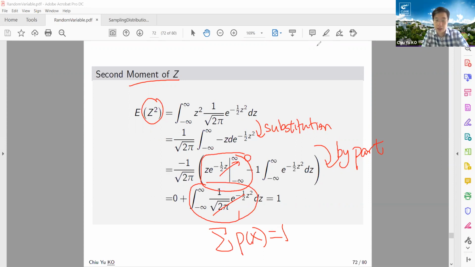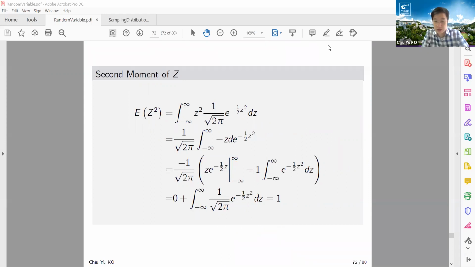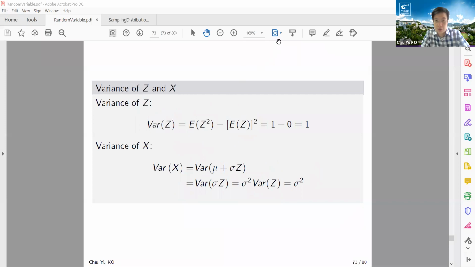As I said, it's not a math class, so I just give you some very rough idea of how you get it. The proof of the variance just uses the formula. This is 0, and this is 1, so that's why it is 1. And this is using the linear property: mu plus sigma Z. Mu is a constant, so you ignore it, and sigma I can take out, so sigma squared.